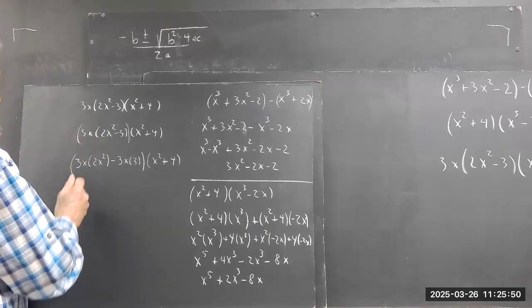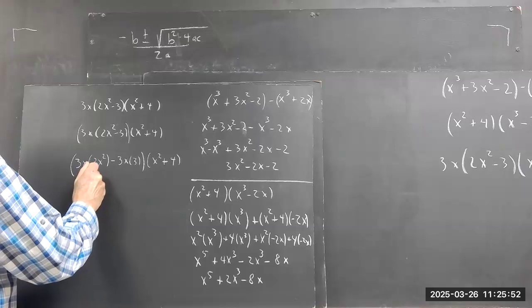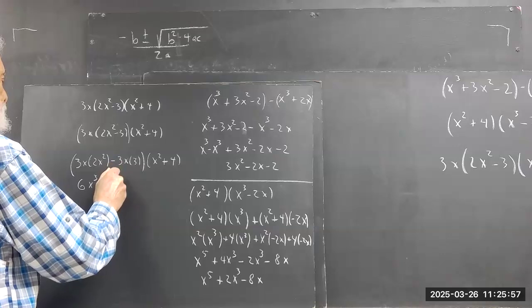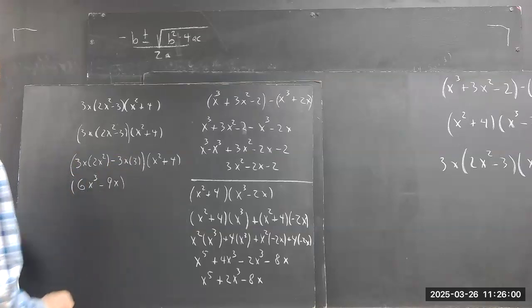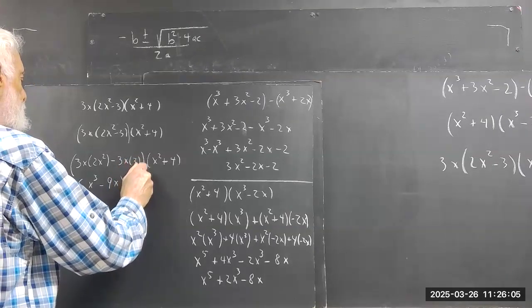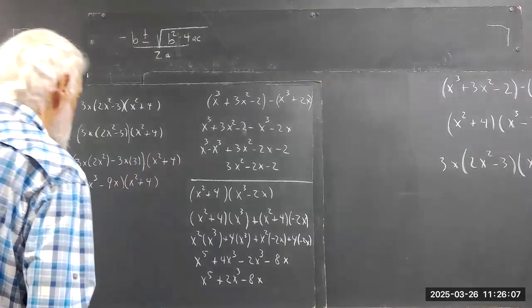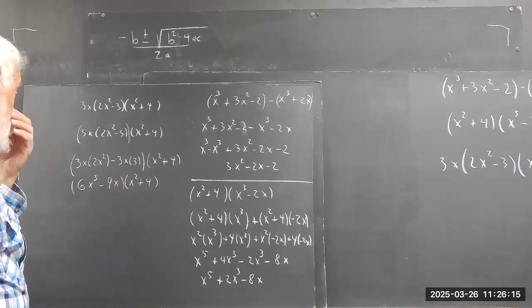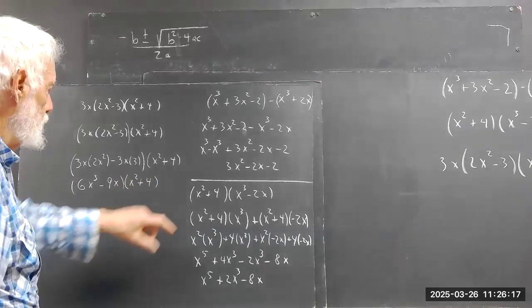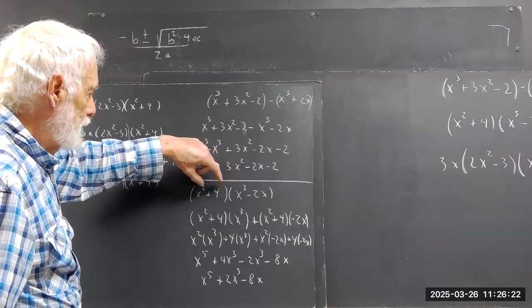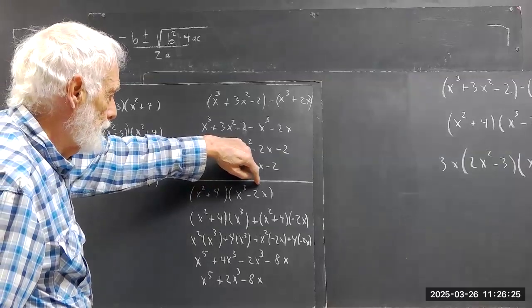Okay, now 3x times 2x squared, but I've gone through all the details of the explanation. That's 6x cubed. And this is 9x. So we get 6x cubed minus 9x multiplied by x squared plus 4. Okay, well, now we've got to apply the distributive law here. We could do like we did here. I did the x squared plus 4 times this, and then the x squared plus 4 times this.